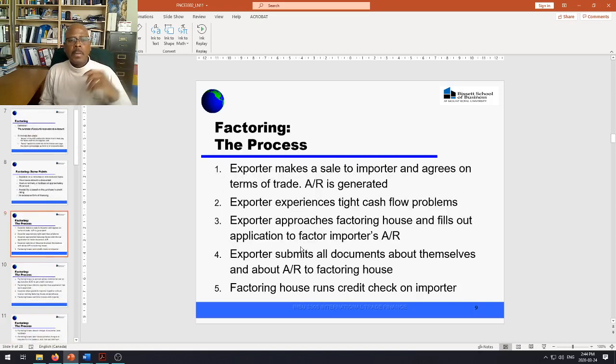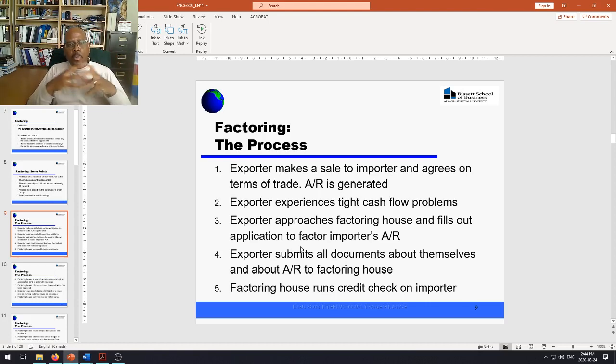Now, here are the steps to factoring. Step one, the exporter makes a sale to an importer, and they agree on terms of trade. That is, they agree that payment will be made in 30 days or 60 days or 90 days and so on. And so an accounts receivable is generated, and there will be an invoice or an accepted bill and so on, that will register that this accounts receivable has been generated.